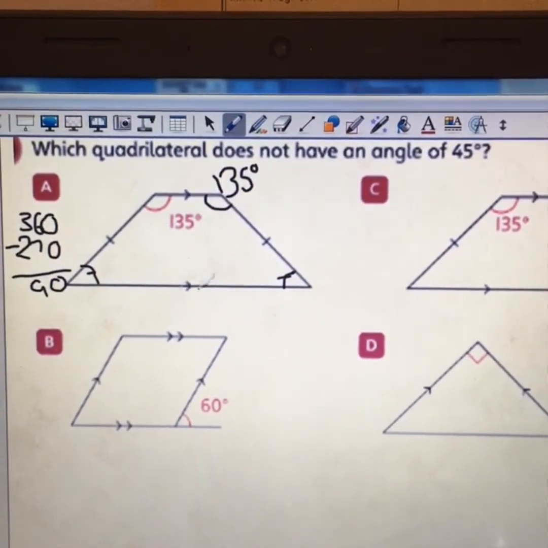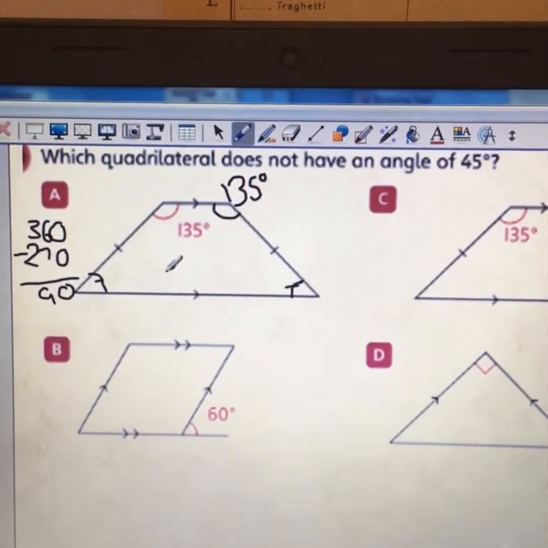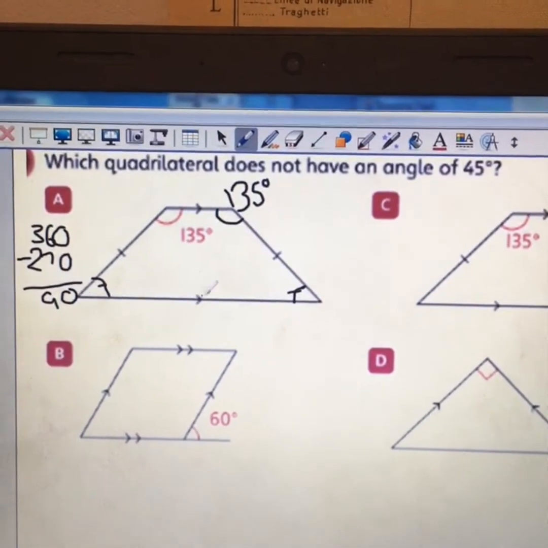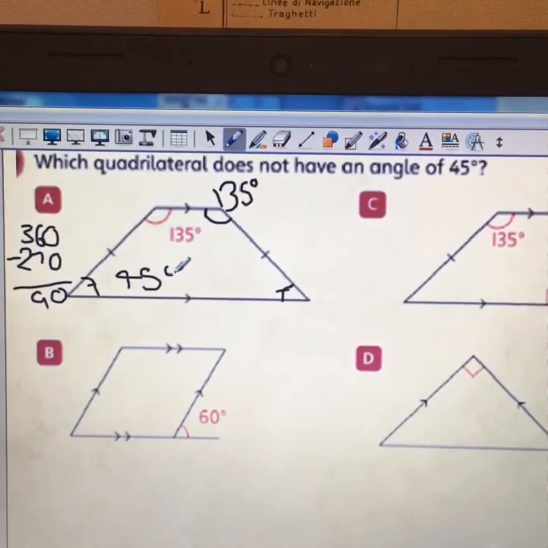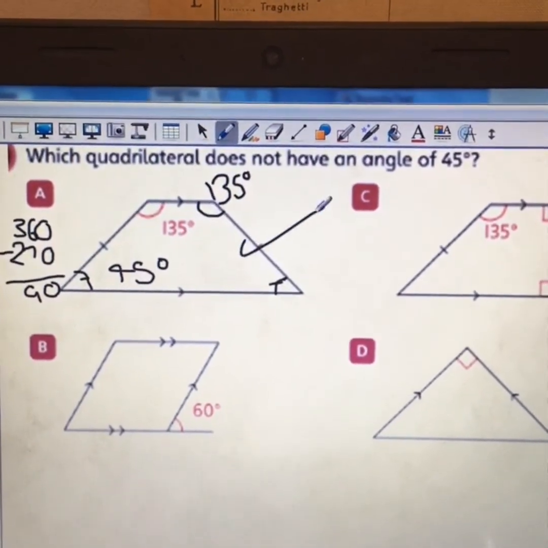Oh, how can I work out what each one is then? Well, remember these two angles are the same, so I can do 90 divided by 2, so each one is 45 degrees. So that one does have an angle of 45 degrees. We'll go down here now.